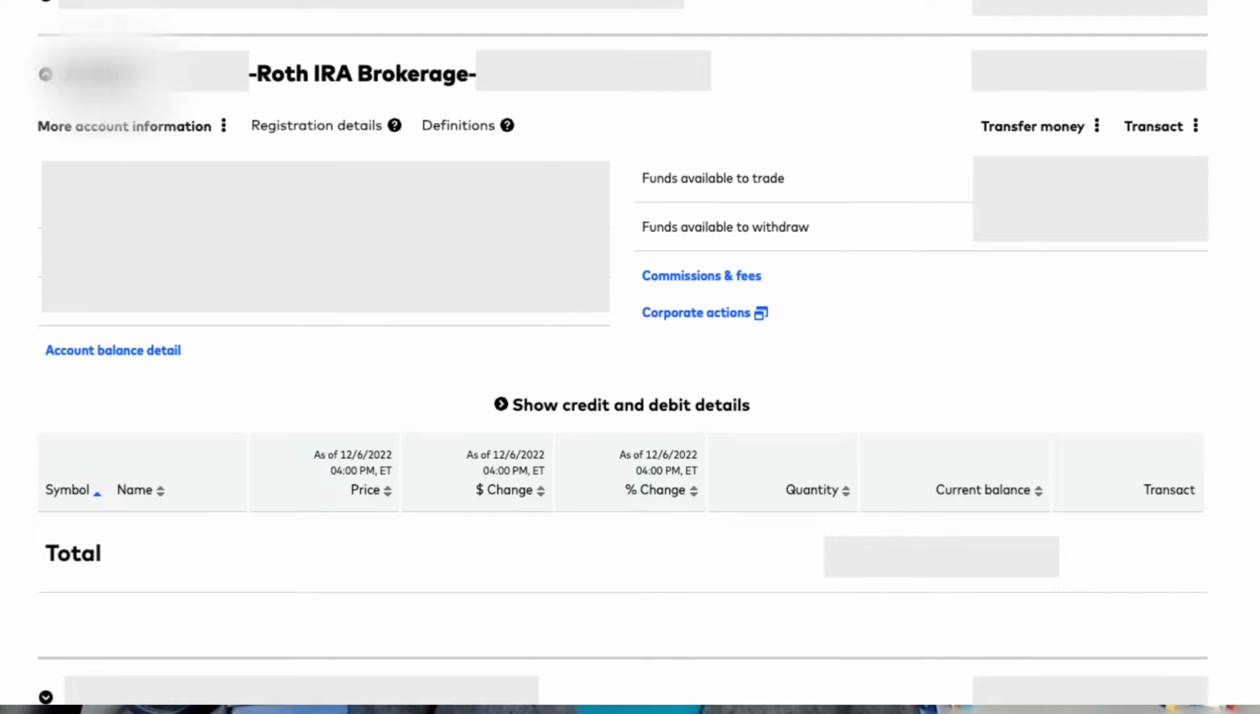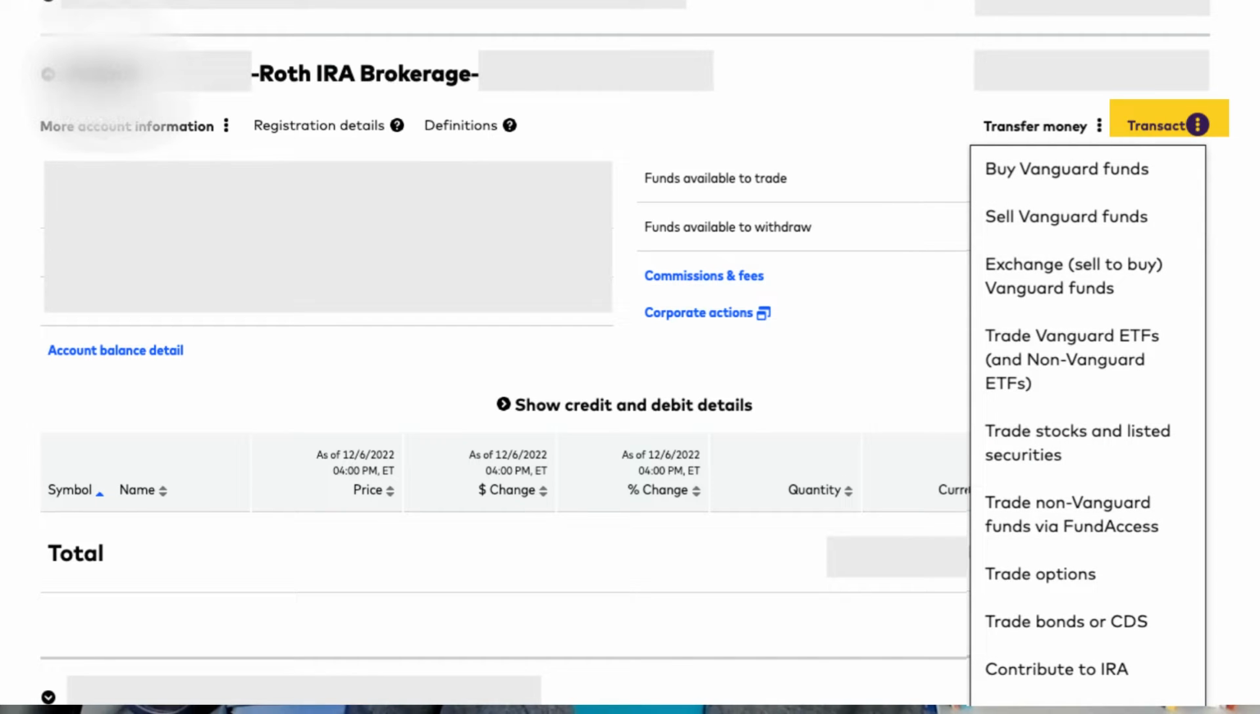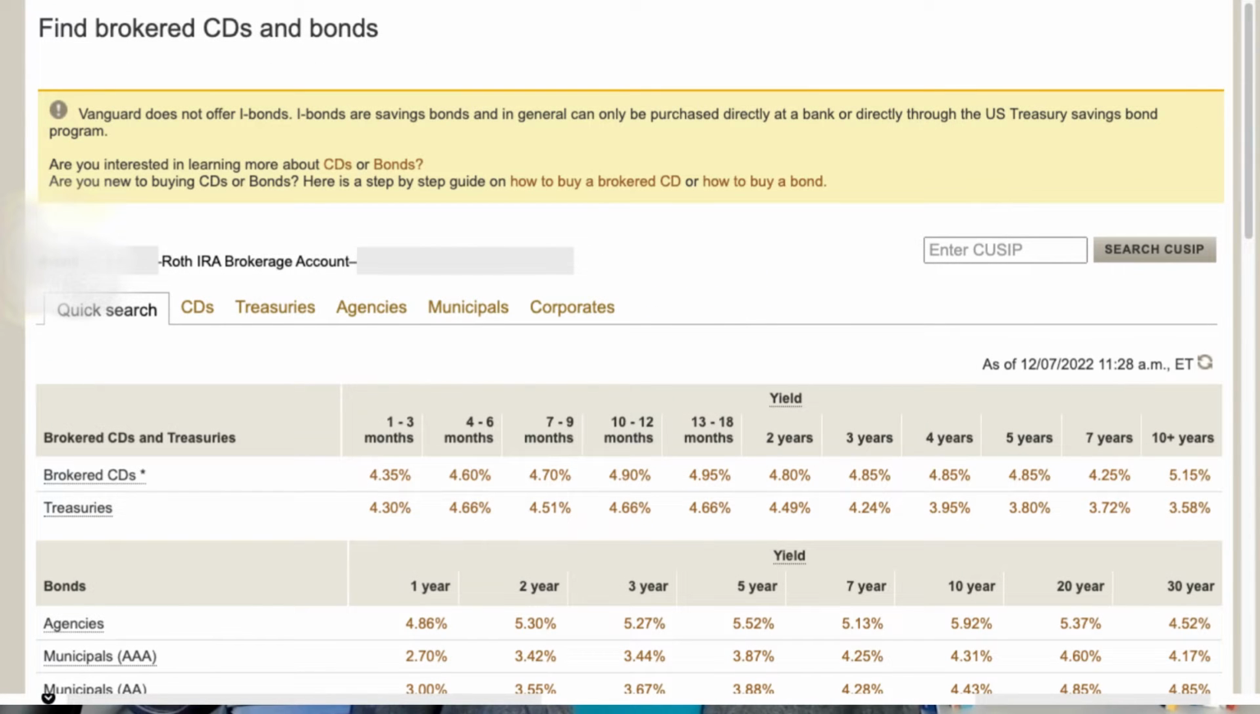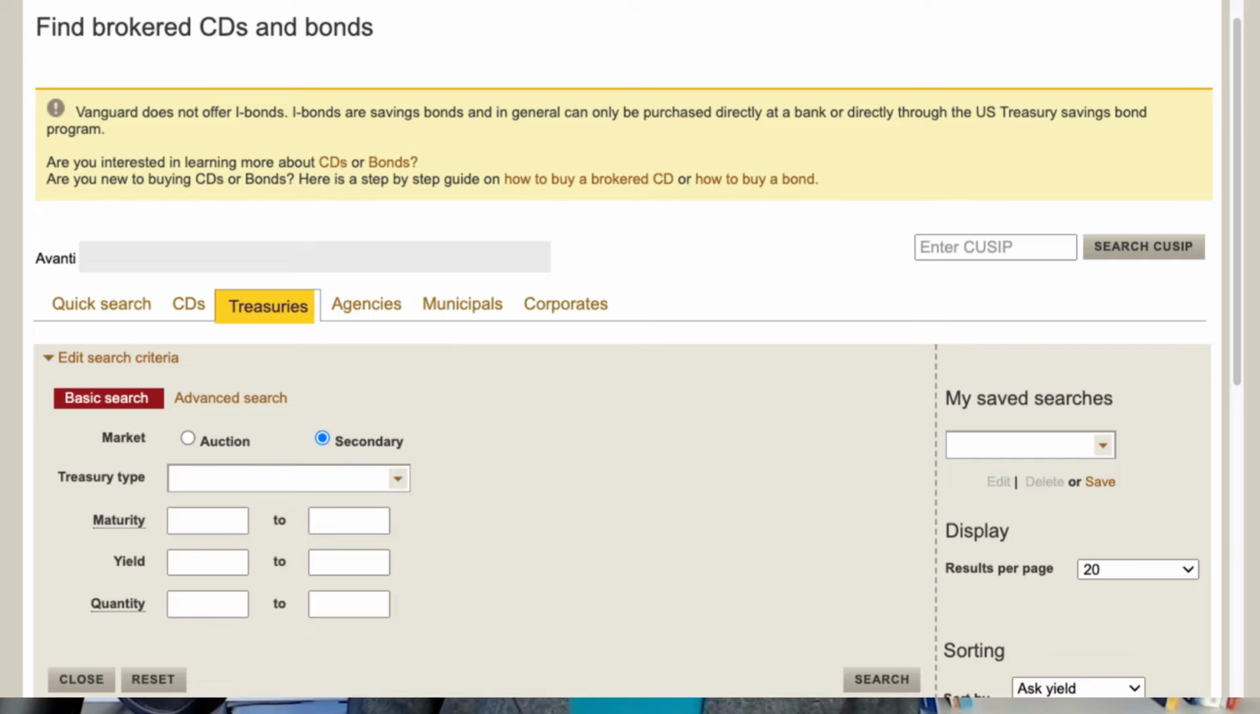After I logged in, it shows me the summary of my account. I clicked on the 3 dots next to transact. When I do that, I get a variety of options I can transact. I clicked on trade bonds or CDs. That took me to the find broker CDs and bonds screen. Since I'm interested in T-bills, I clicked on Treasuries.